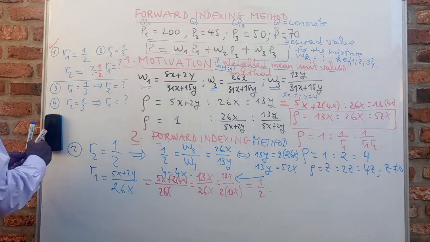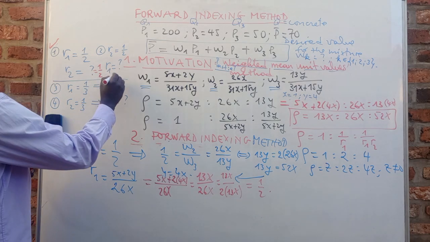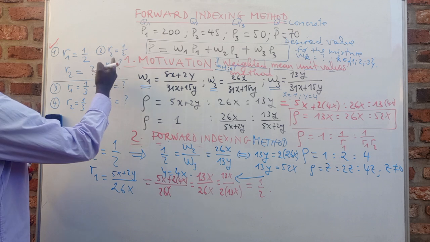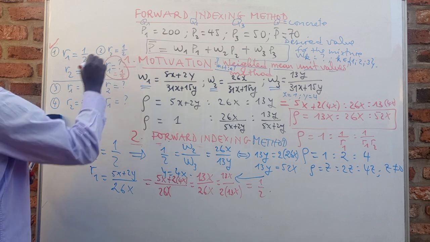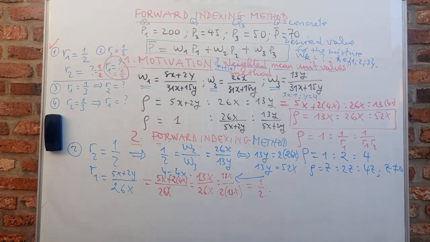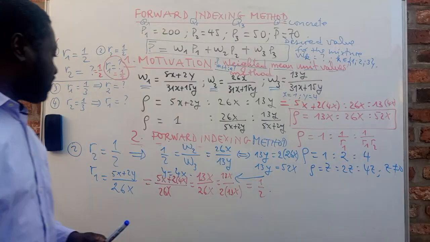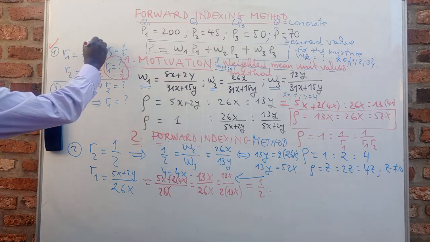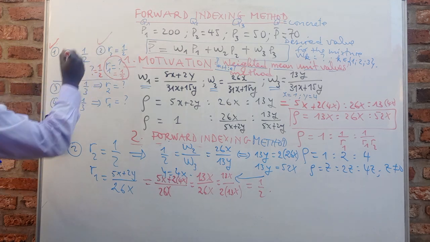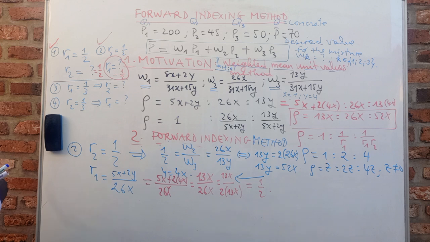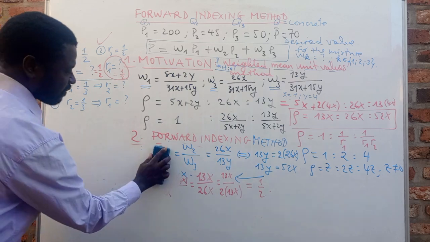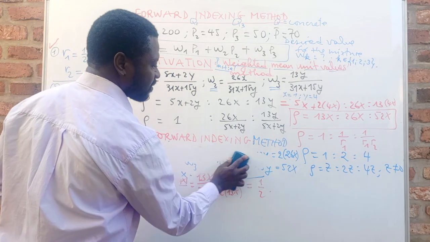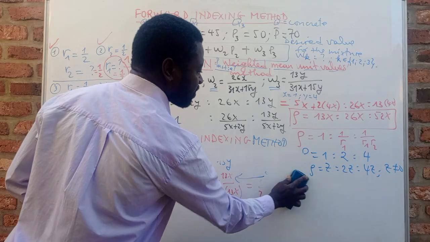So this brings us to the answer of this question. When R2 is a half, R1 is going to be a half also. Okay, so this gives the same ratio as here. Now we can tick this one to be true and move to the third question.